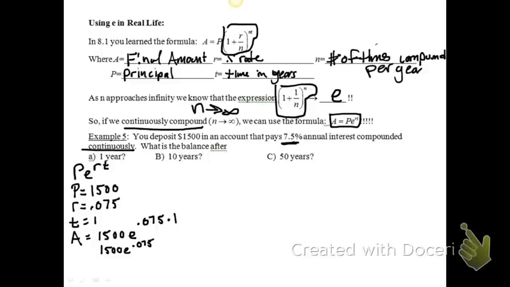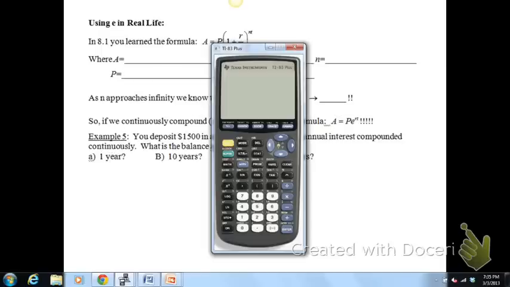So if we bring up our calculator, I'm going to type in 1,500, and then second ln to get e to the power, and I'm just going to do 0.075, and we'd have $1,616.83. So let's write that down. That would be our solution for this particular problem. After 1 year, we're going to have an amount of $1,616.83 if we round to the nearest penny.